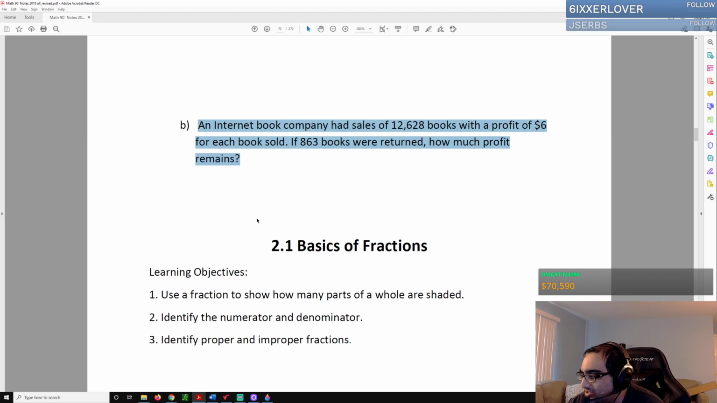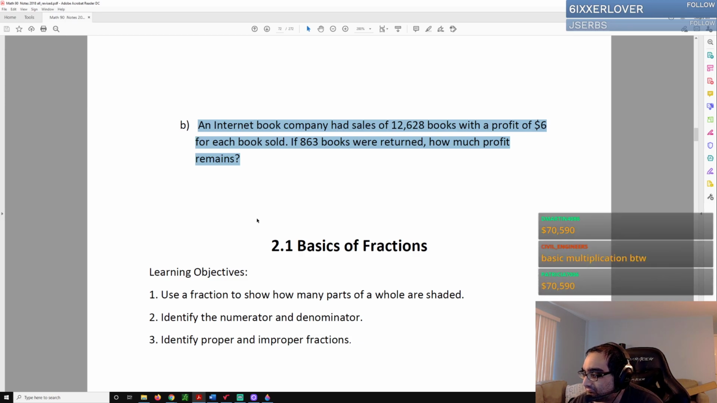All right, you got 75.90. Let's see what other people get. Basic multiplication, yes. 75.90, okay.